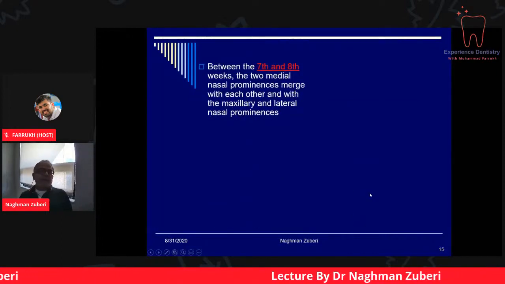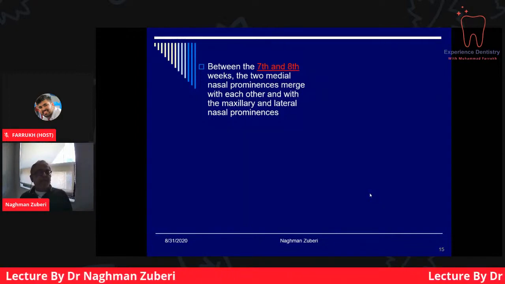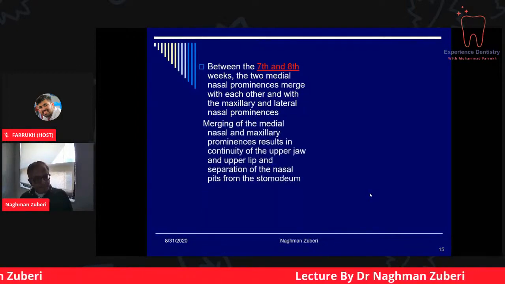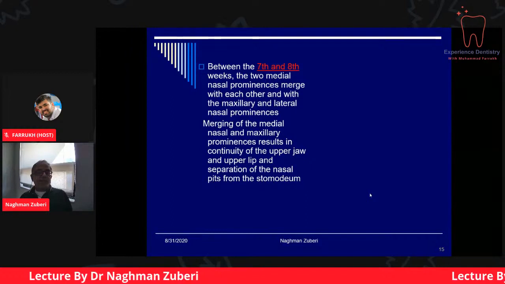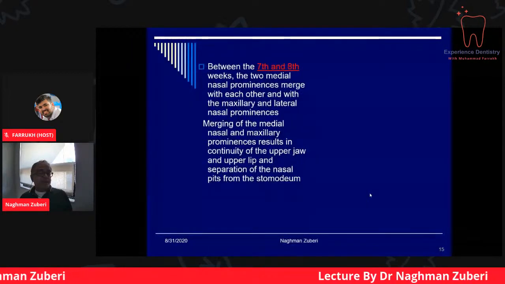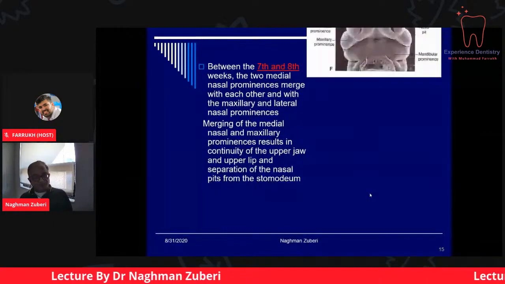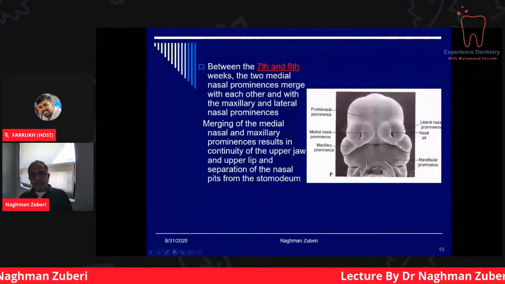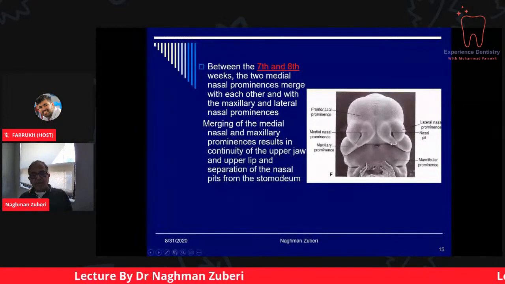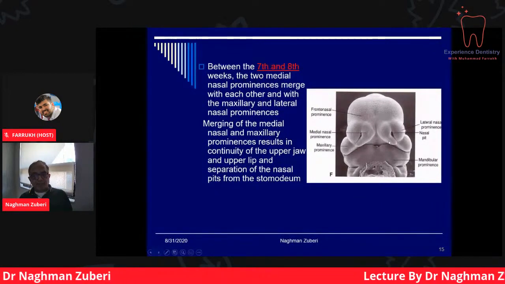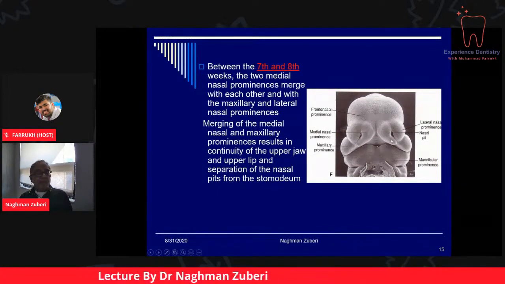Between the 7th and 8th weeks, the two medial nasal prominences merge with each other and with the maxillary and lateral nasal prominences. Merging of the medial nasal and maxillary prominences results in continuity of the upper jaw and the upper lip, and separation of the nasal pits from the stomodeum. When the maxillary and medial nasal prominences merge, as well as both medial nasal prominences, they make the upper lip and the anterior portion of the upper jaw.